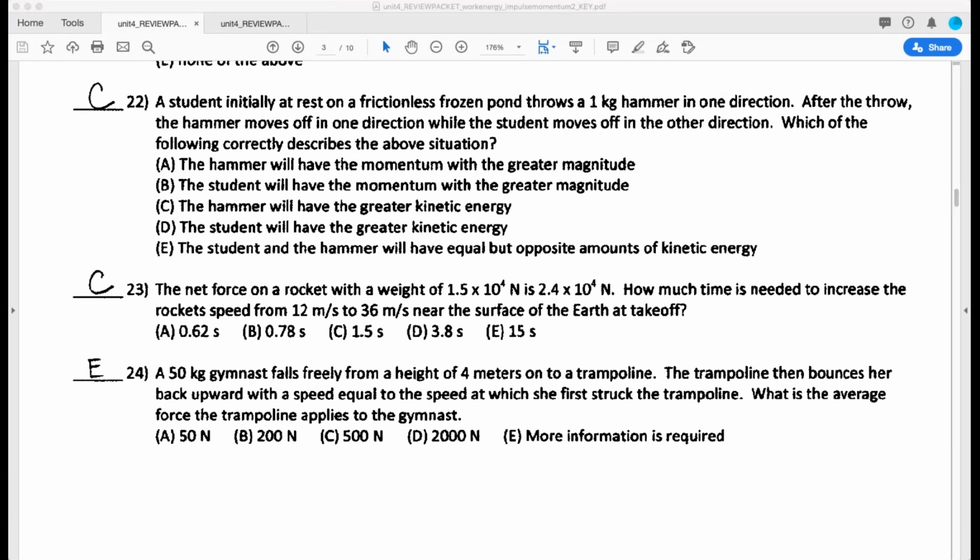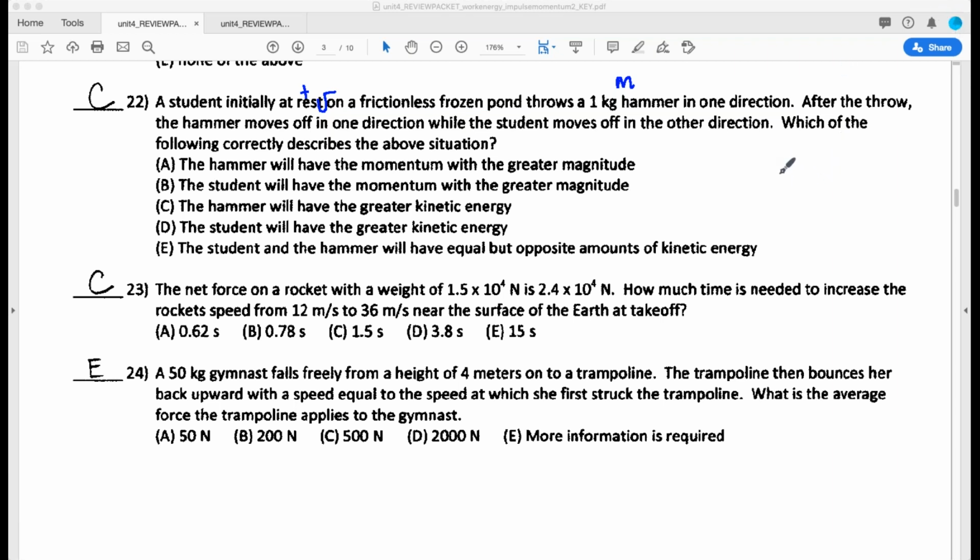Okay, so we have a student. They're initially at rest on a frozen pond. That's nerd speak for friction can be ignored. They throw a hammer of mass 1 kilogram. The hammer moves off in one direction. Let's just call that to the right, or positive v. Let's remember that momentum is a vector. And the student moves off in the other direction. Which of the following correctly describes the above situation?